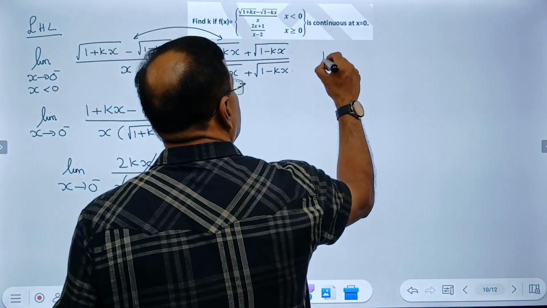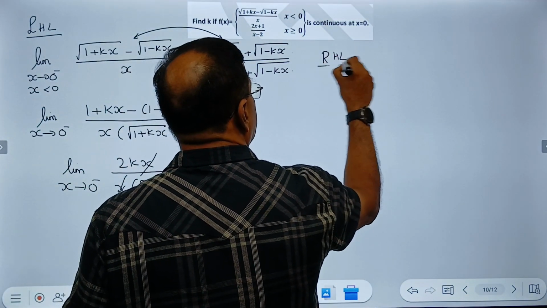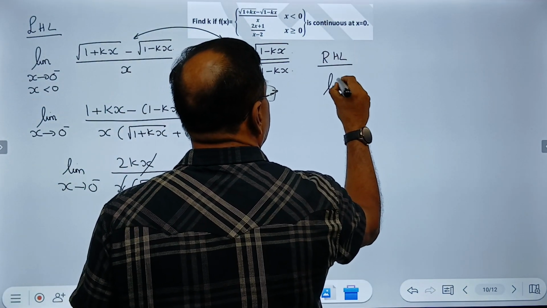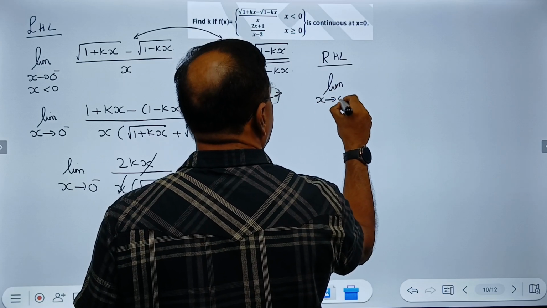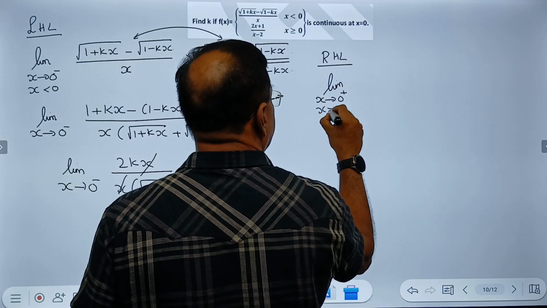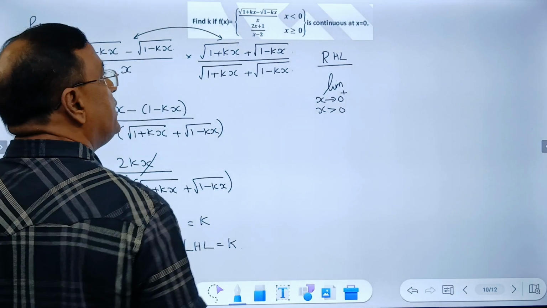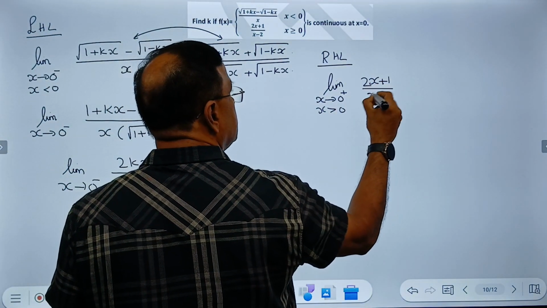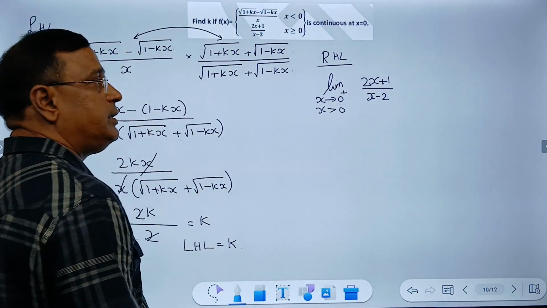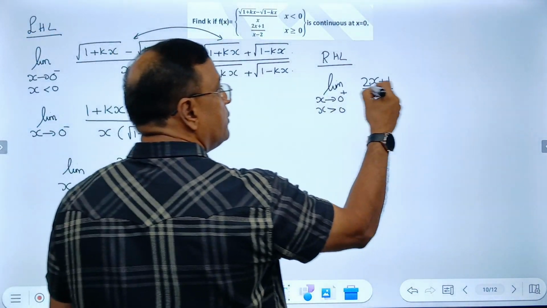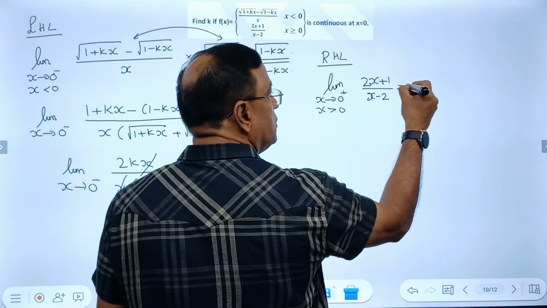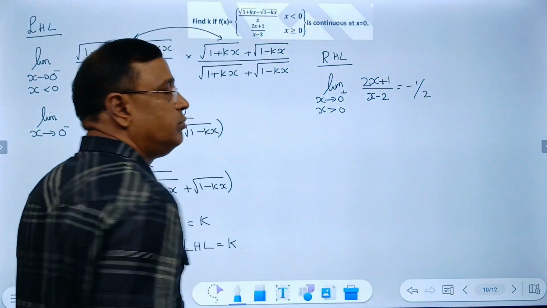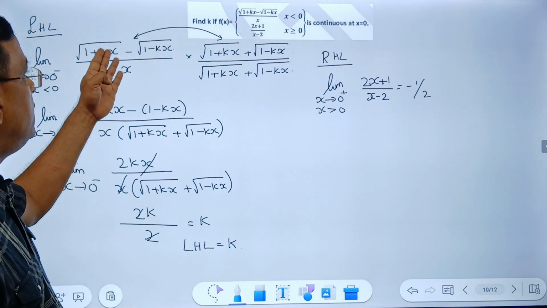Now what is RHL? Now RHL, limit x approaches 0 plus. 0 plus means x is greater than 0. If it is greater than 0, which is the function? 2x plus 1 by x minus 2. Now how do I apply the limit? Do direct substitution. Wherever x is there, put 0. You get minus 1 by 2. You may ask, why can't I do it here directly?